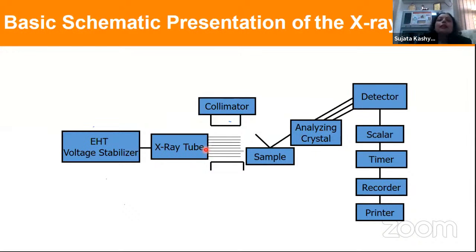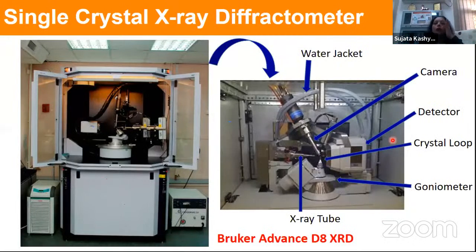Then the detector will collect the diffraction data, and through the scaler, timer, and recorder, and through the printer, we get the final data. Now, this is the machine for single crystal X-ray. This is the single crystal X-ray diffractometer, the full machine. We use the Bruker Advanced D8 XRD.